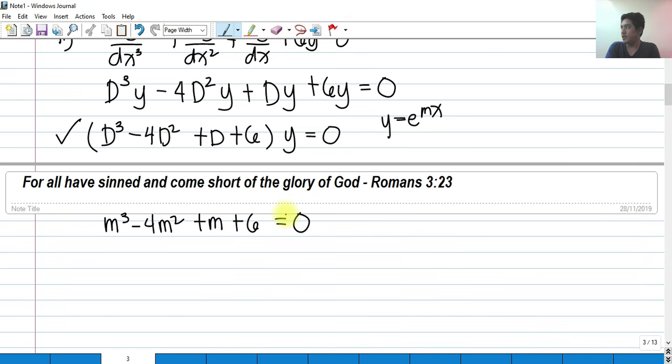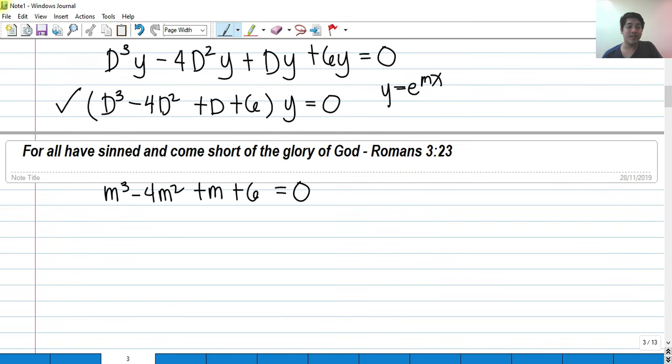So what happens next is we are going to find the roots of this auxiliary equation. So how are we going to find the roots? The root is the value that, when we substitute it in this auxiliary equation, must make it equal to 0.